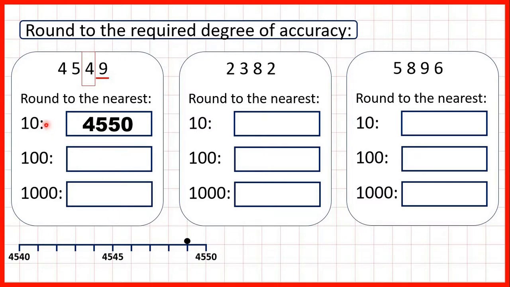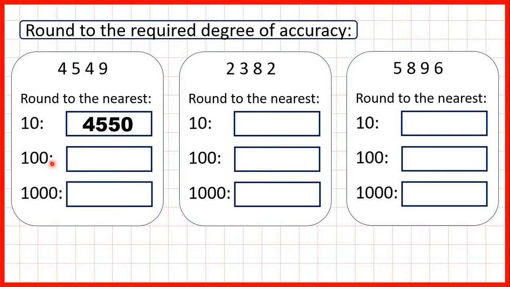when we round to the nearest 10. Now if I were to keep on counting up in tens, I would eventually get to 4,540, and then the next multiple of 10, I'd say, would be 4,550. And 4,549 is between these multiples of 10. Now when we round, what we're really asking is which multiple of 10 is this number closest to? Well, on a number line, we can see that it's closest to 4,550. So that's why we round up.